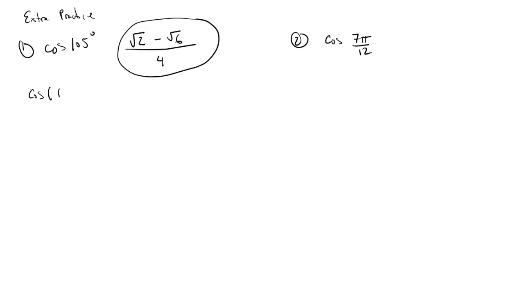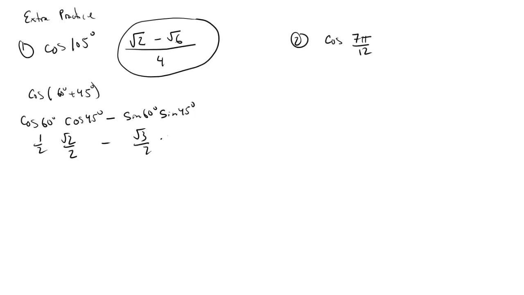I chose cosine of 60 plus 45. So again, cosine of 60, cosine of 45, minus sine of 60, and then the sine of 45. Okay, so this will give me 1/2, root 2 over 2, root 3 over 2, and root 2 over 2. So that's where I get the root 2 over 4 and the root 6 over 4.